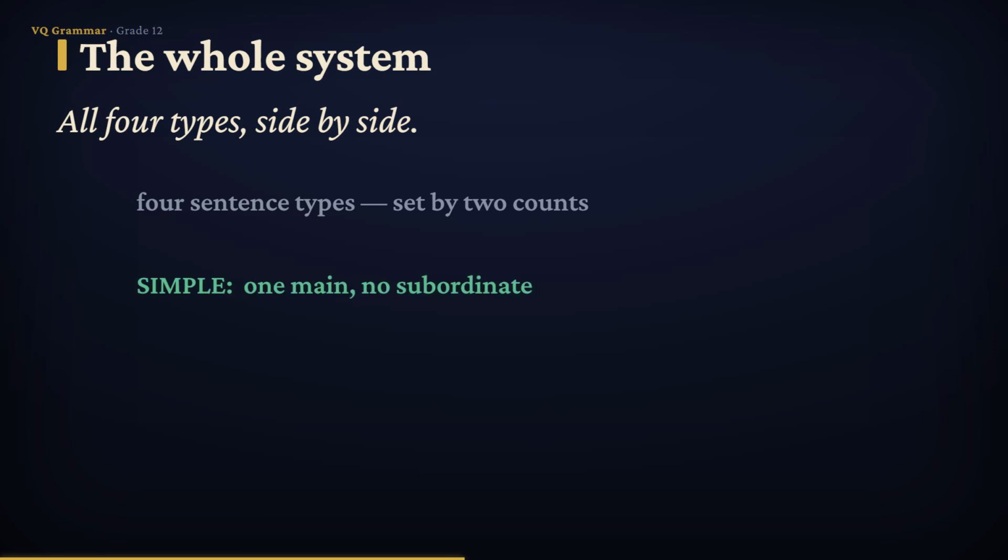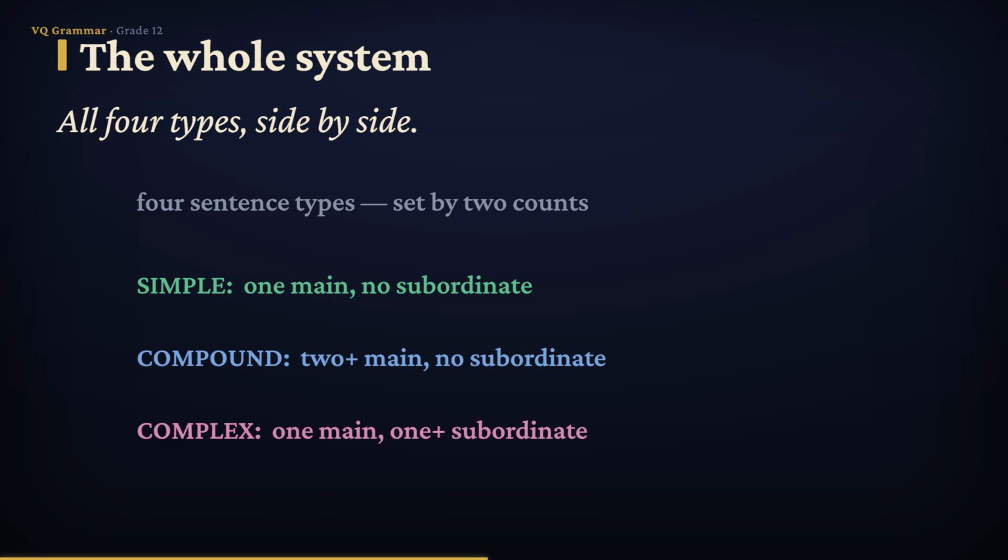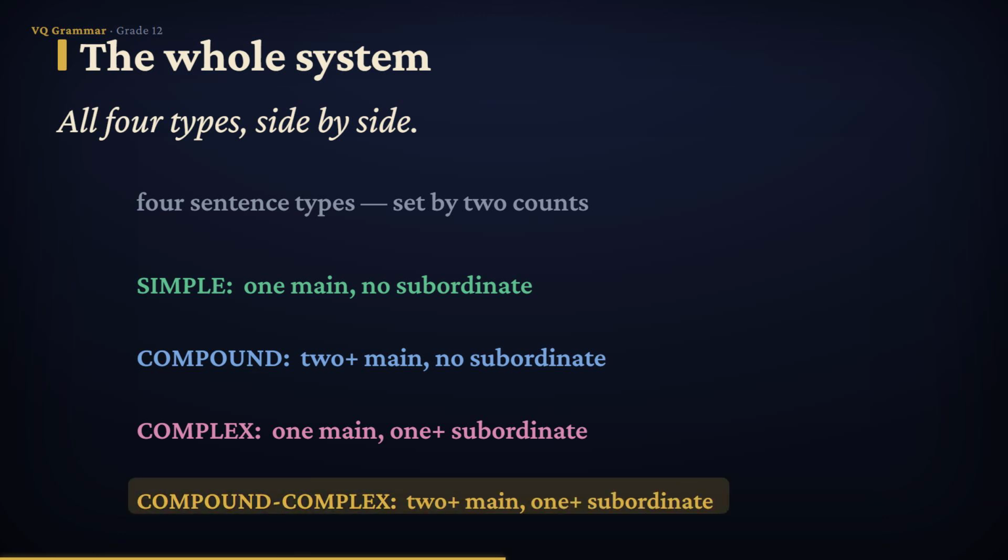Let's line up all four types so you can see the full system at once. A simple sentence has one main clause and no subordinate clauses. A compound sentence has two or more main clauses and still no subordinate clauses. A complex sentence has one main clause and one or more subordinate clauses. And a compound complex sentence has two or more main clauses and one or more subordinate clauses. Notice the pattern. The main clause count and the subordinate clause count together decide the name, every single time.